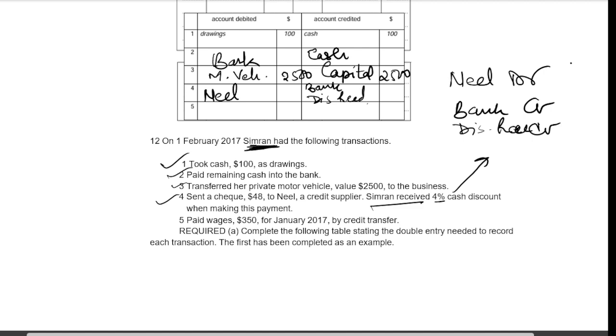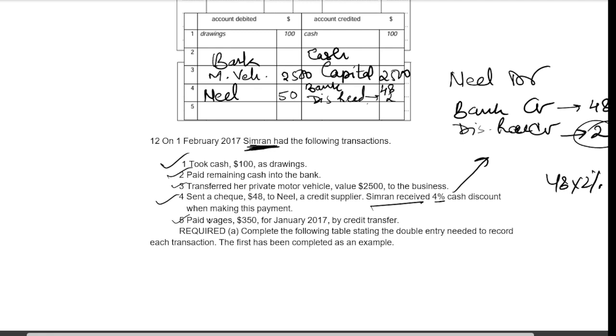So send a check. You already sent a check of 480. So in bank 48, and the discount of 48 times 4% is 2. So in discount you have to mention 2, and 48 in the bank. So 48 plus 2, you have to pay 50 to Neil, but Neil gave you a discount of 2. That's why you have to pay 48.